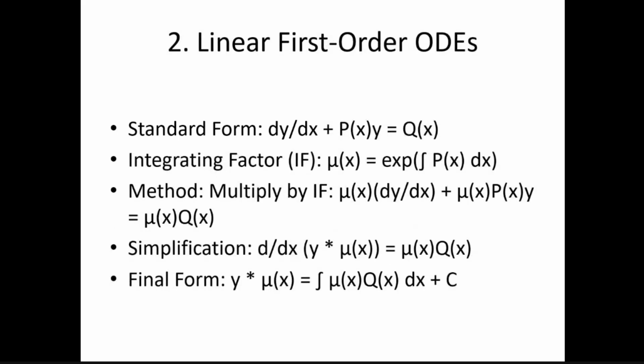So what are linear first order ODEs? The standard form is dy/dx plus p(x), which is a function of x, times y equals q(x), which is another function of x. How to solve this? We look into something called an integrating factor. Let the integrating factor be mu(x), which is the exponential of the integral of p(x) dx. After we calculate this integrating factor, or IF, we multiply the entire equation by mu(x). So mu(x) dy/dx plus mu(x) p(x) y equals mu(x) q(x). It's an easy simplification: the left side is d/dx of y times mu(x), and the right hand side is mu(x) times q(x). So the final form is y times mu(x) equals the integral of mu(x) q(x) dx plus c.